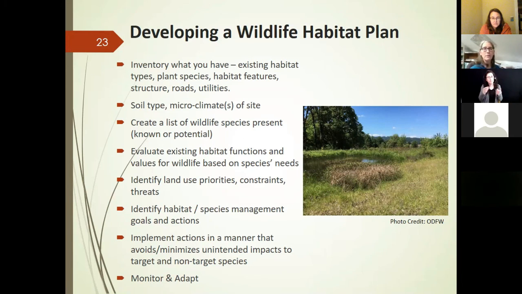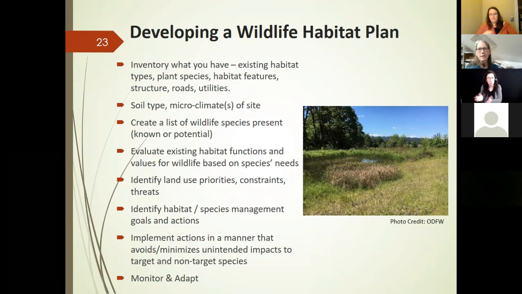The first step is to inventory what you have. And in this case, it's what type of habitats do you have? But that relates to soil and the site conditions like slope and aspect. But what kind of habitat types do you have? What kind of plants do you have now? What kind of features do you have? Like, do you have snags? If you have a snag, if you have logs, those are things that you in your planning effort want to make sure you retain and protect and build on.